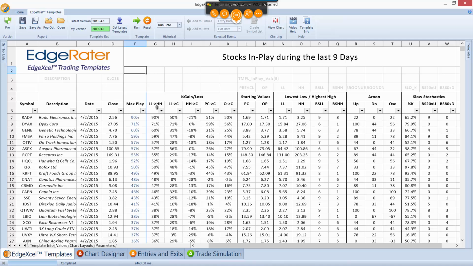For instance, the low to high column is shown here. The low to close column is shown here. So there's a 50% gain from the lowest low to the close. There's a minus 21% loss from the highest high to the close, so we know it's not currently at the highest high. It's actually had a bit of a pullback. And then the PC to see is the prior close before we started measuring to the close, which is a 51% gain.